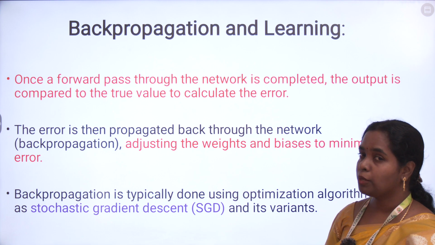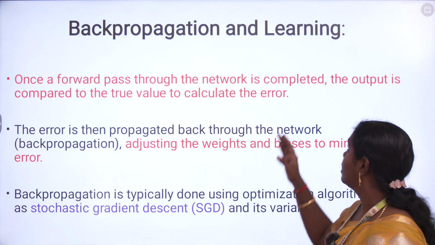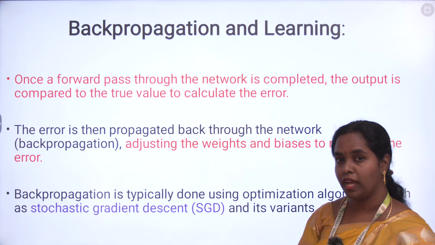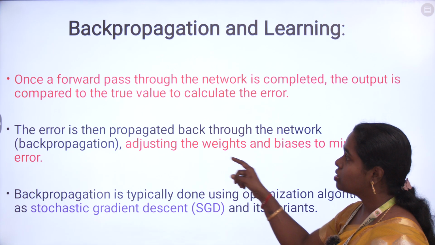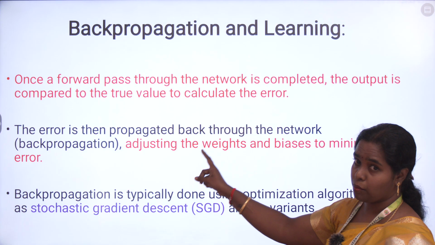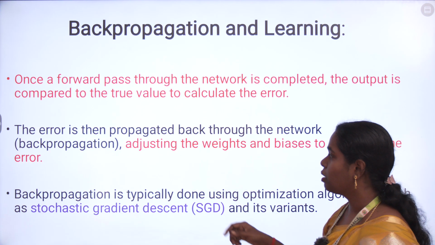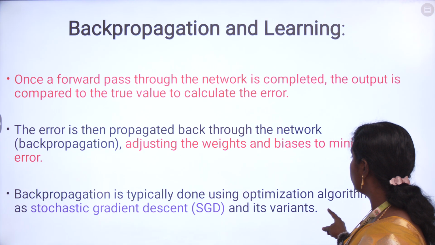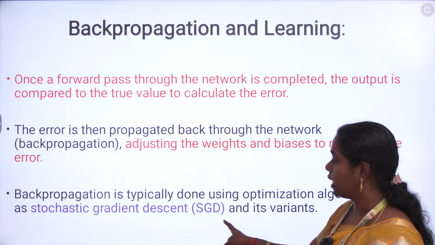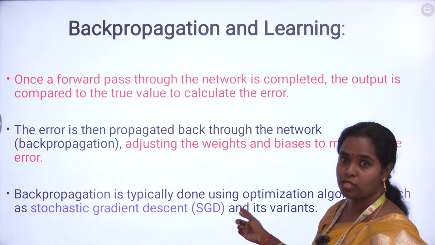Next one is back propagation and learning. Once the forward process through the network is completed, the output is compared to the true value and the predicted value. The error is then propagated back through the network, that is backward propagation, adjusting the weights and the bias values. Back propagation is typically done using an optimization algorithm. So here the important algorithm is SGD, stochastic gradient descent, and its variants.